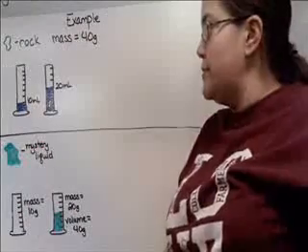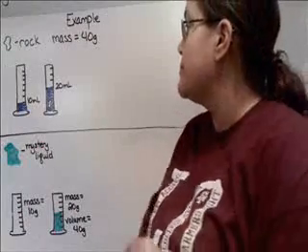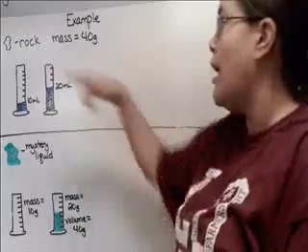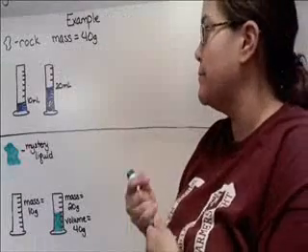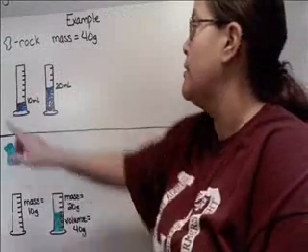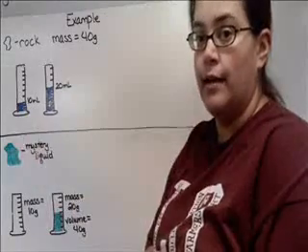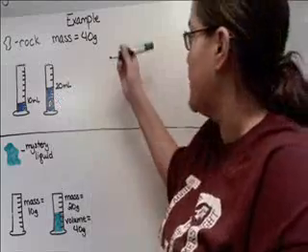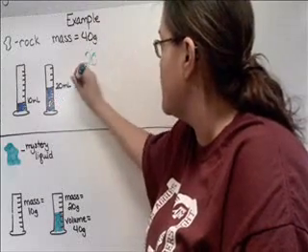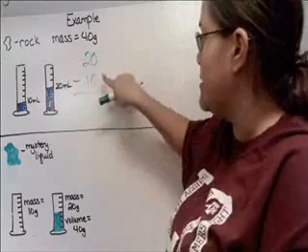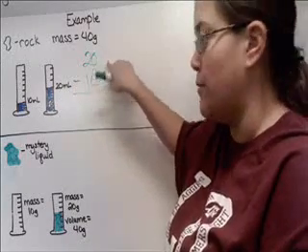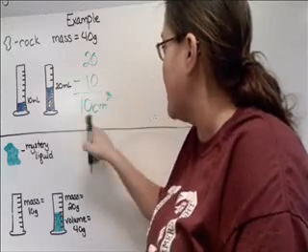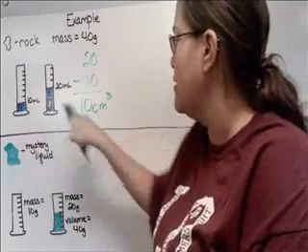All right, so let's do a couple of examples. Here we have a rock. Again, a squiggly line is a rock, and its mass is 40 grams. But we don't know what its volume is. Here, my water is 10 milliliters. I measured the volume, then I drop my rock in, and now it has a volume of 20 milliliters. So I subtract the first volume from the second volume to find my total volume, which is 10. 20 minus 10 is 10.